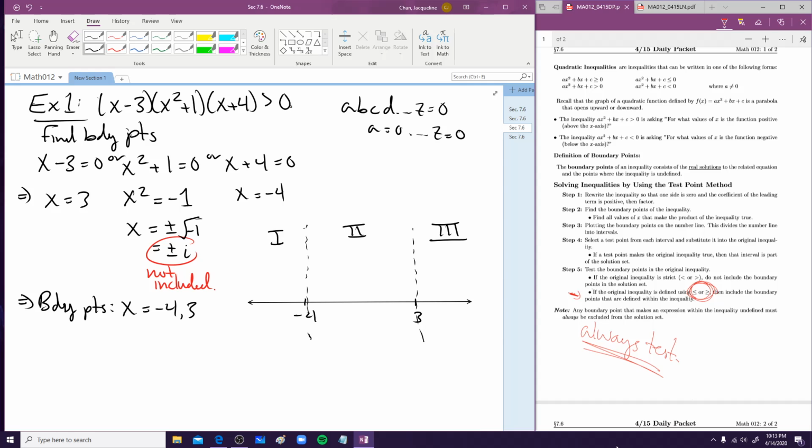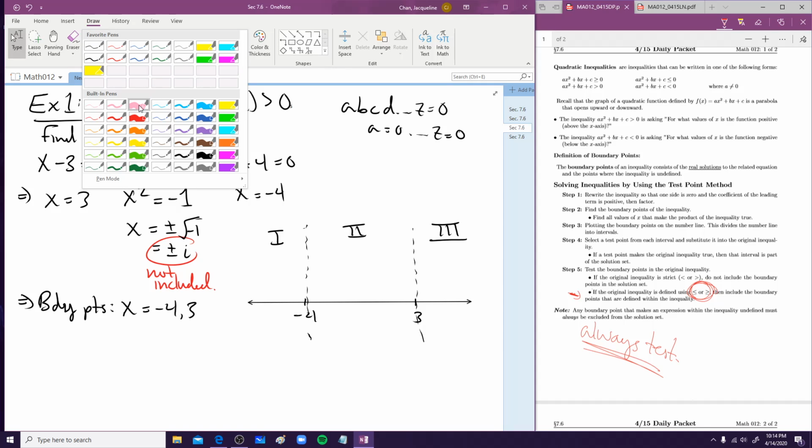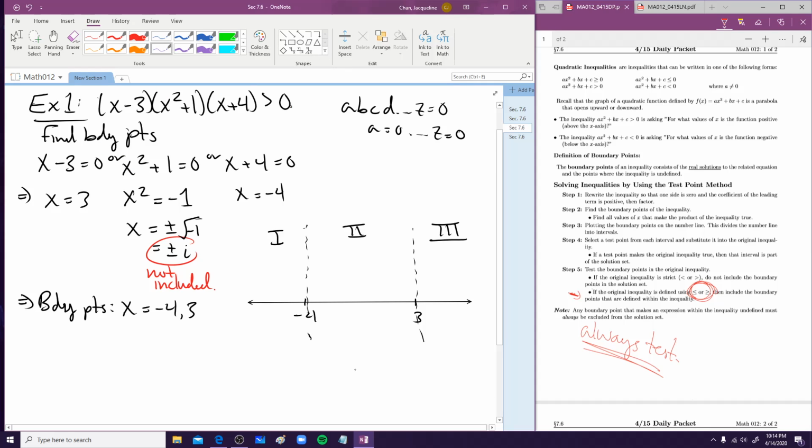So I prefer to just pick test points and then plug it all in. Okay, so that's what I'm going to do. So let's use a different color. I'll use purple. So we want to pick a number. So what number is between negative infinity and negative 4? I'll pick negative, I don't know, like negative 50. Okay. A number between negative 4 and 3, 0 is always a good choice. And then over here we have 3 to infinity. Just for fun, let's pick 100. Right?